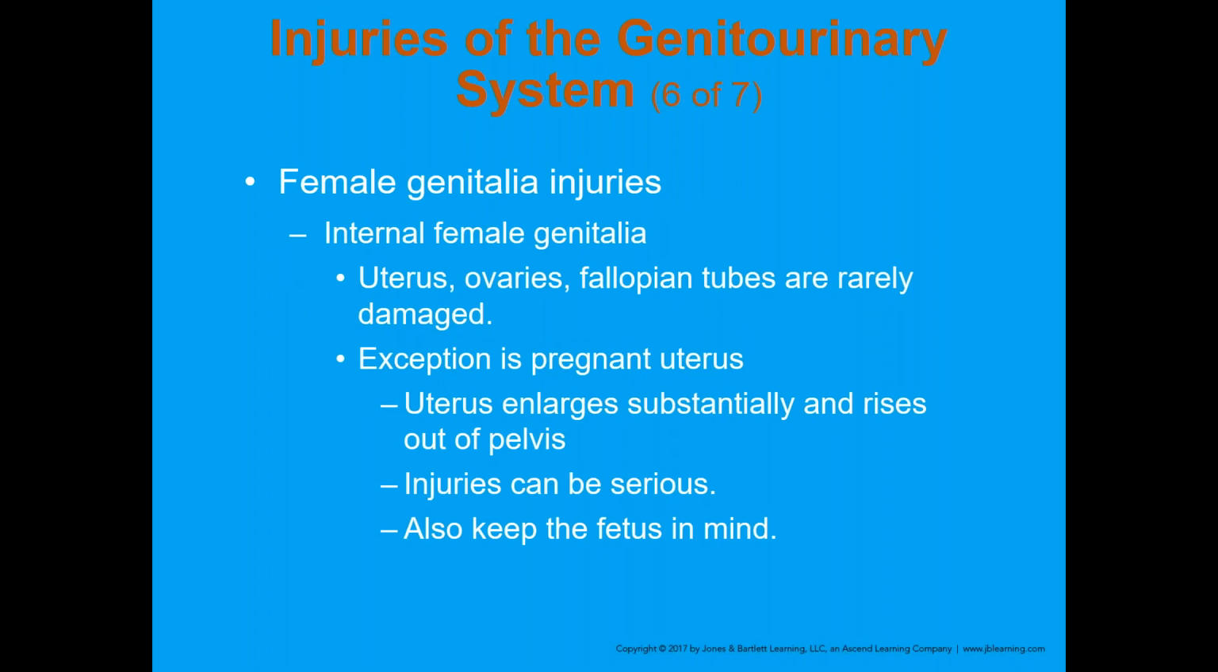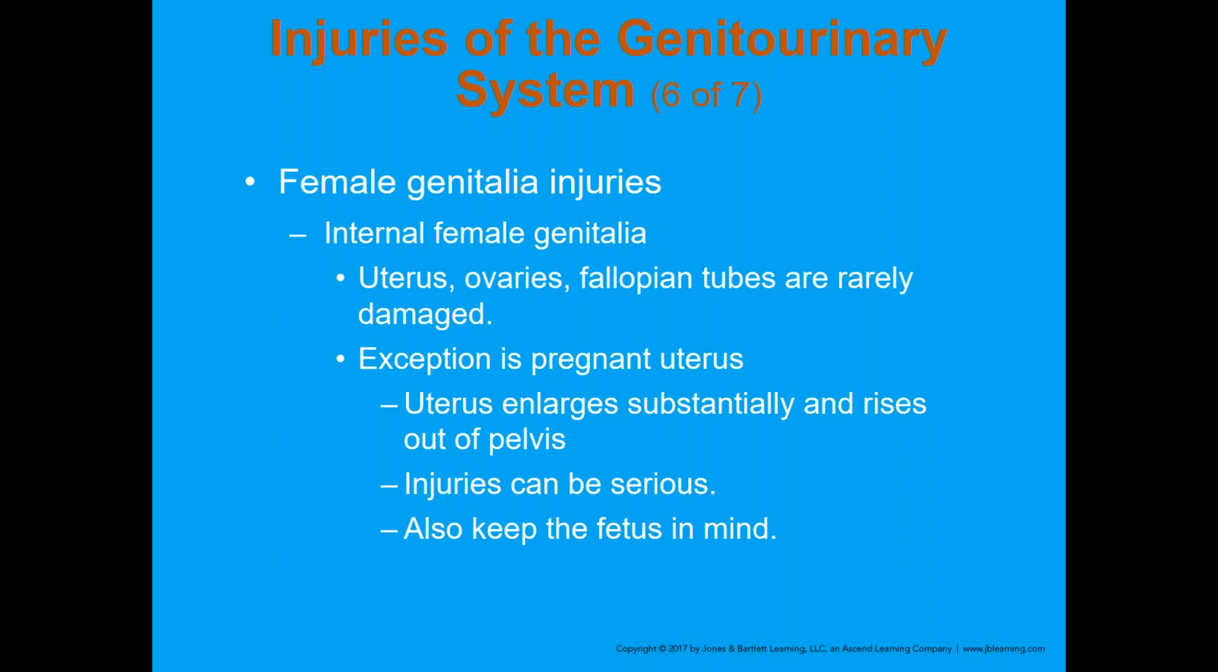The female internal genitalia is mostly hollow organs. We have the uterus, the ovaries, fallopian tubes. They are very well tucked inside the pelvis. They are very well protected by thick muscular structures, and it is very uncommon that the internal female genitalia is damaged, unless, of course, your patient happens to be pregnant.